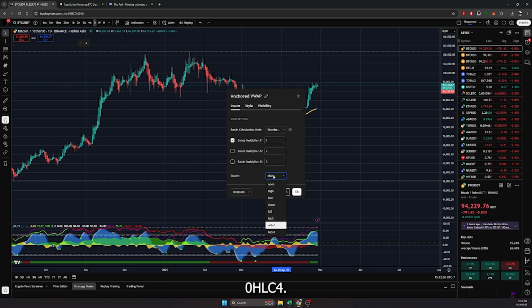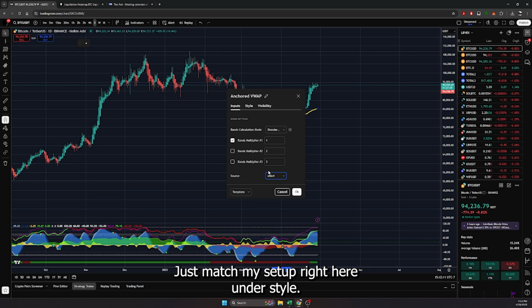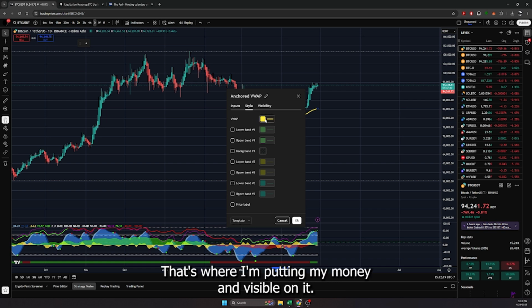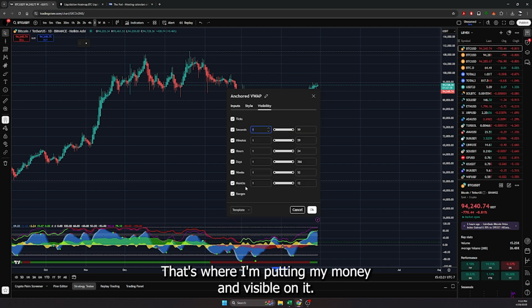We want OHLC4, all right? Just match my setup right here. Under style, uncheck all of this crap. You don't need any of it except for the VWAP line. That's where I'm putting my money. And visibility, none of this matters.